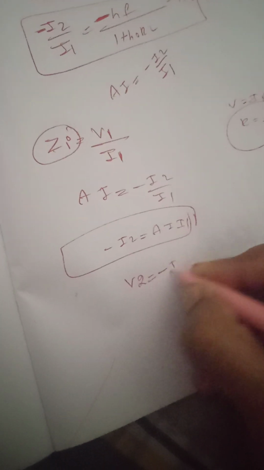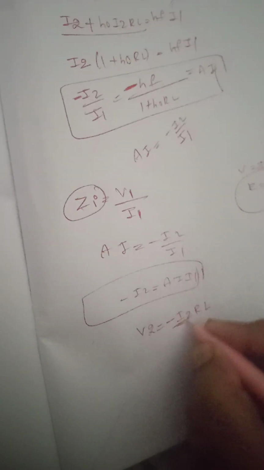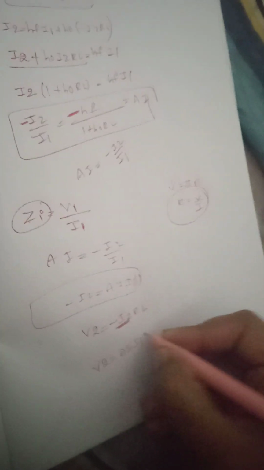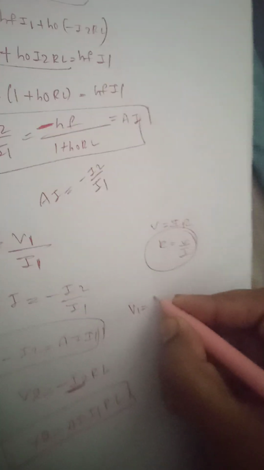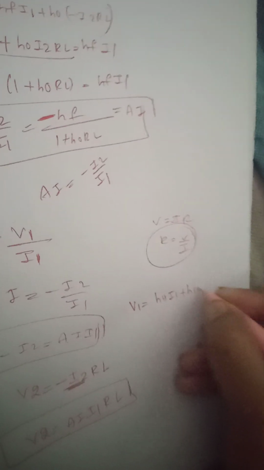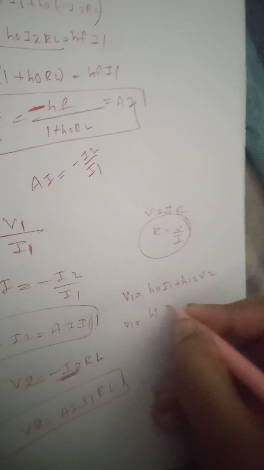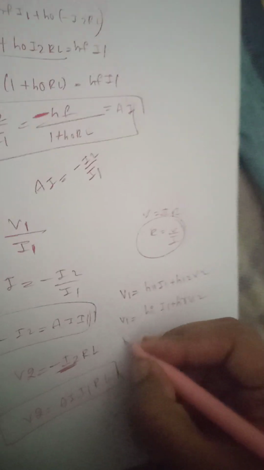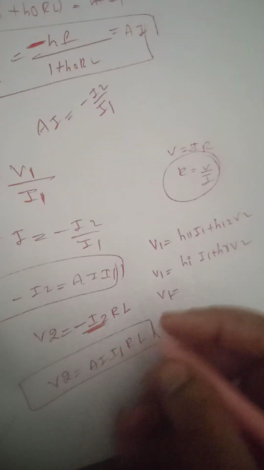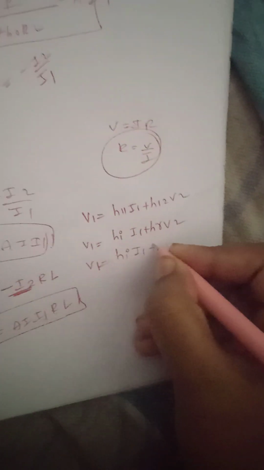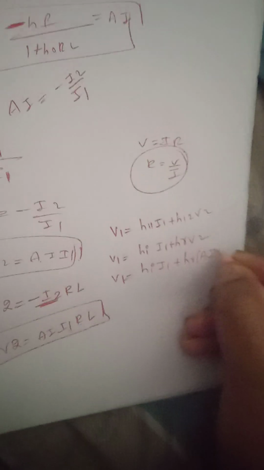So write V2 is equal to minus I2 RL. In the place of minus I2, substitute AI I1. So V2 is equal to AI I1 RL. Now take this formula. V1 is equal to H11 I1 plus H12 V2, which is equal to Hi I1 plus Hr V2. Now in the place of V2, substitute AI I1 RL. So Hi I1 plus Hr into AI I1 RL. V1 is equal to, take I1 as common. Now we'll get I1 into Hi plus Hr AI RL.